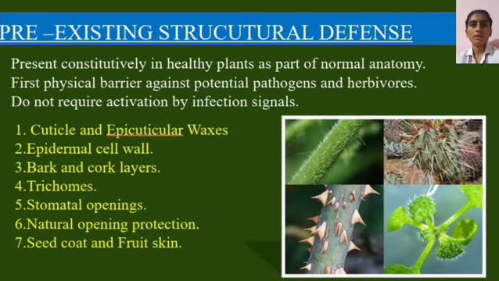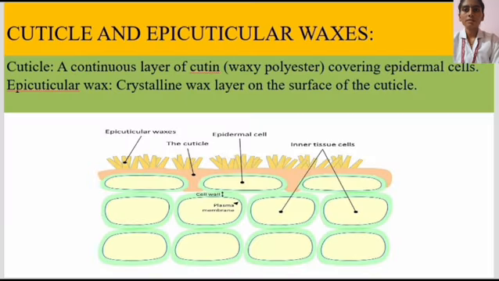Pre-existing structural defense. Plants are normally born with some permanent shields. These shields we call pre-existing structural defense. They are always present whether the plant is attacked or not. For example, cuticle and epicuticular waxes, epidermal cell wall, bark and cork layers, trichomes, stomatal openings and closings, seed coat and fruit skin. First, let us discuss the cuticle.